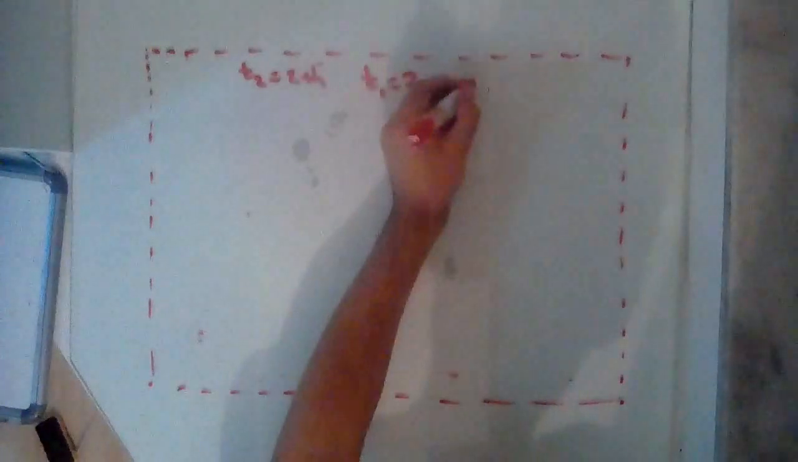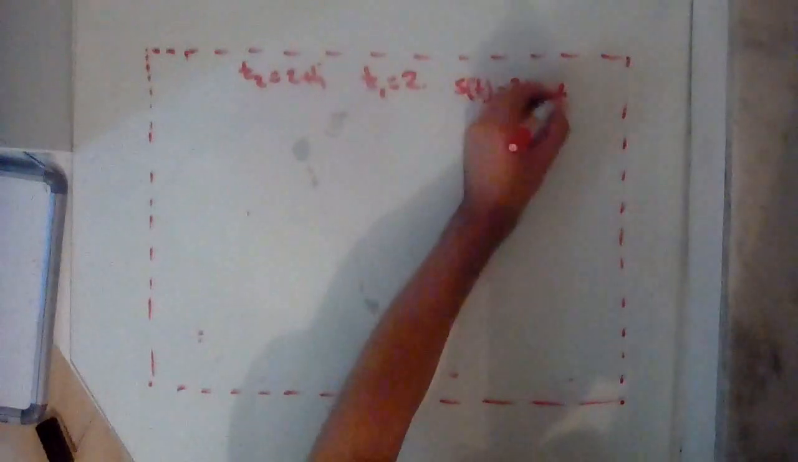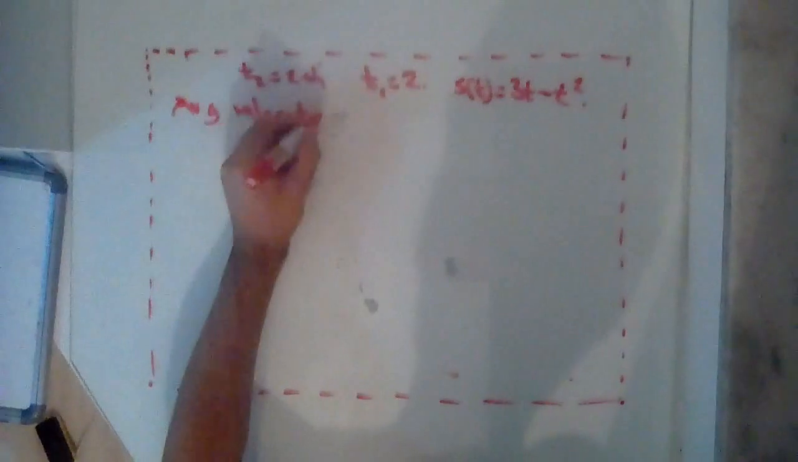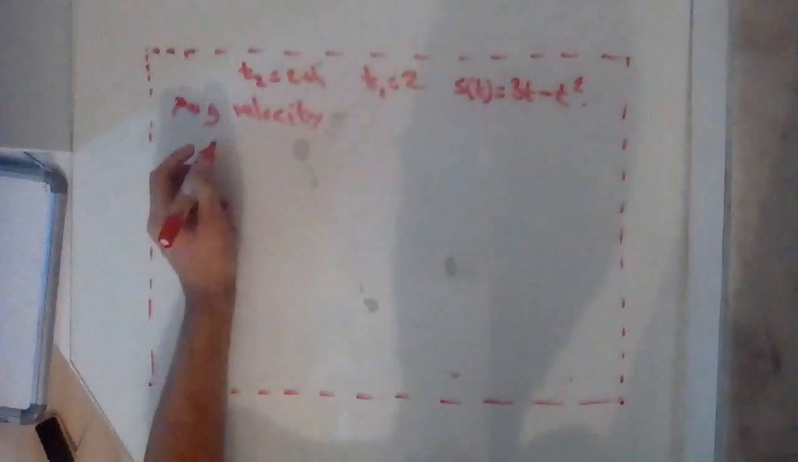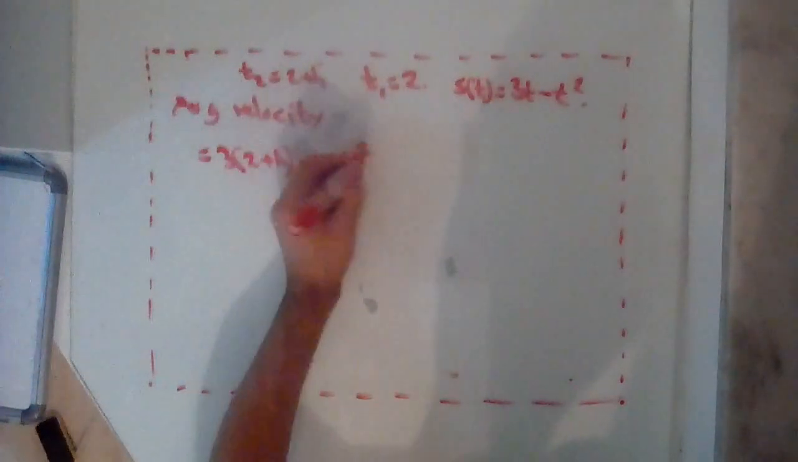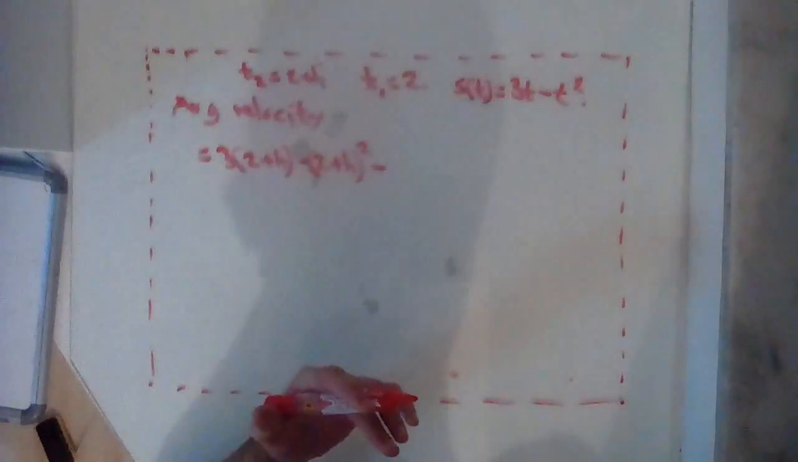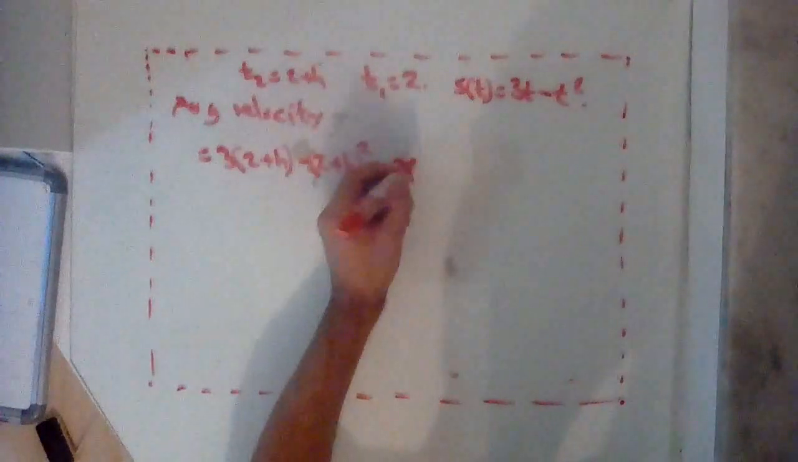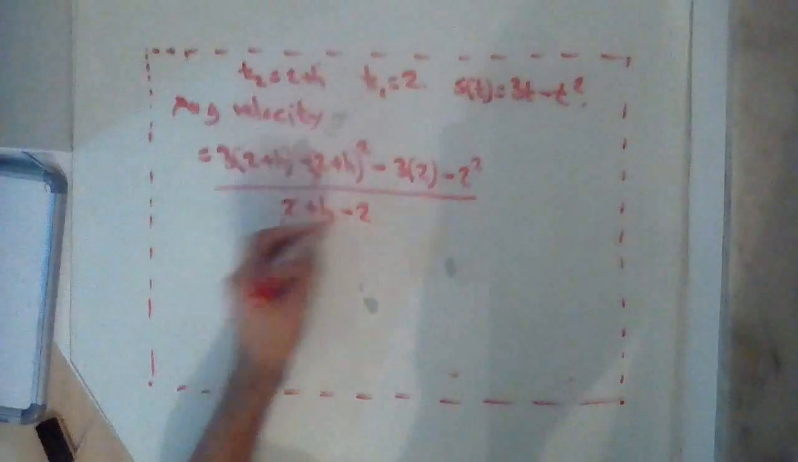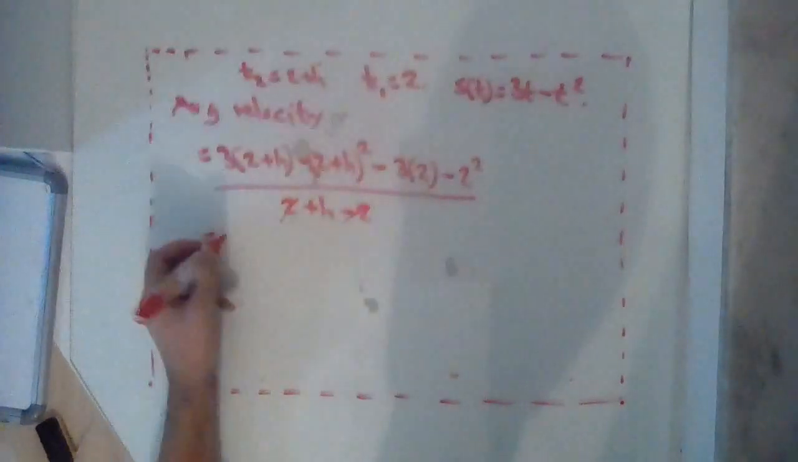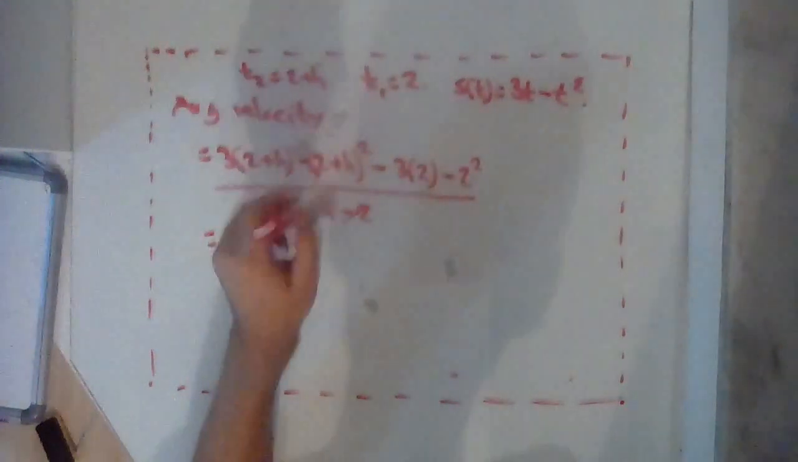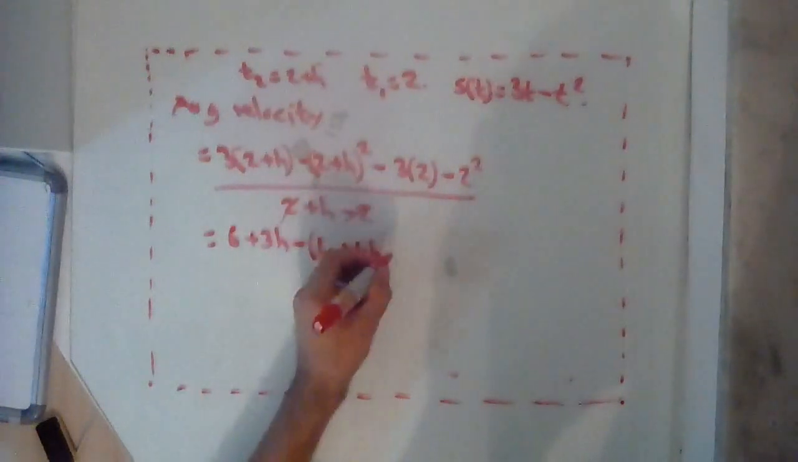So remember, s of t equals 3t minus t squared. Don't forget that. So average velocity equals, you put in 2 plus h, which is the t2, so it's 3 times 2 plus h minus 2 plus h squared, minus, and you're subbing the value for 2, minus 3 times 2 minus 2 squared, all over 2 plus h minus 2, which you see will cancel nicely into just an h. So equals 6 plus 3h minus 4 plus 4h plus h squared.